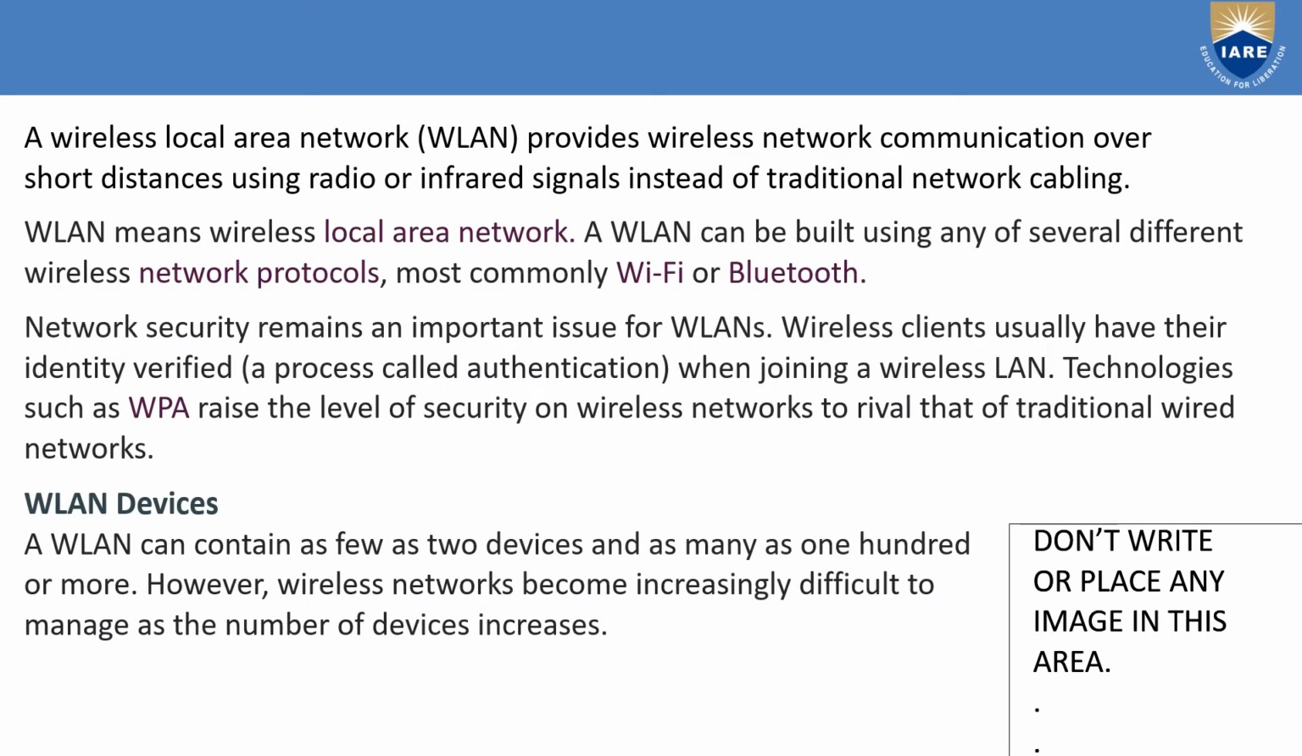A wireless local area network provides wireless network communication over short distances using radio or infrared signals instead of traditional network cabling. WLAN means wireless local area network. A WLAN can be built using any of several different wireless network protocols, most commonly Wi-Fi or Bluetooth.